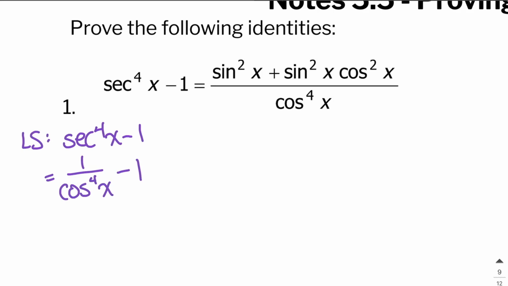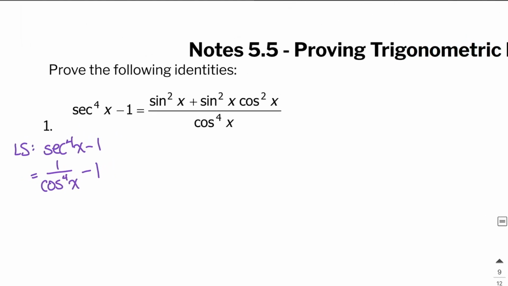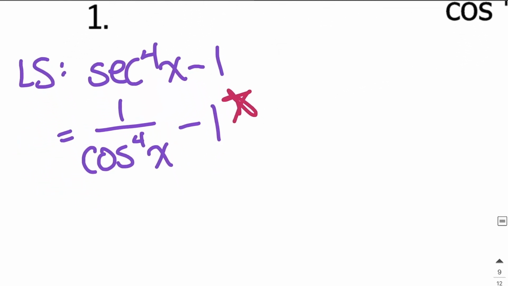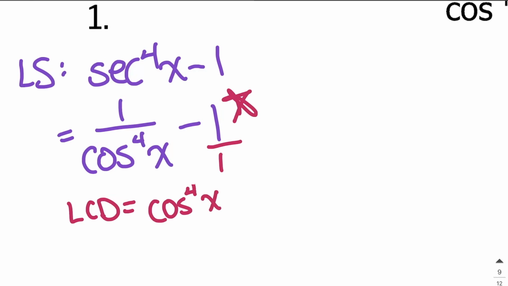And if you notice right here, we have 2 different expressions, but one's a fraction, one isn't. So right here, I'm just going to put a little star right here. And one of my suggestions to you is to find a common denominator, a least common denominator. So if I were to look at this right here, I would make this over 1, and my least common denominator would be cosine to the power of 4x.